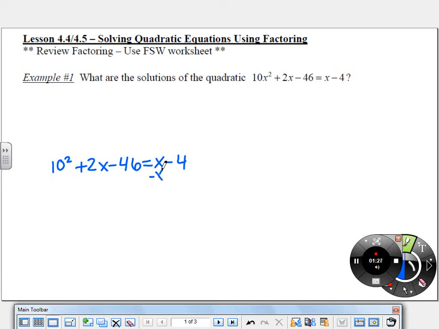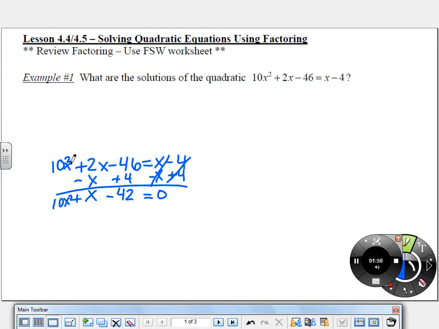So I'm going to subtract x and add 4 so that on the right side of my equation I have 0. And then I'm going to do the same things in the appropriate spot on the left side. Oops, I wrote 10 squared, and I should have written 10x squared.